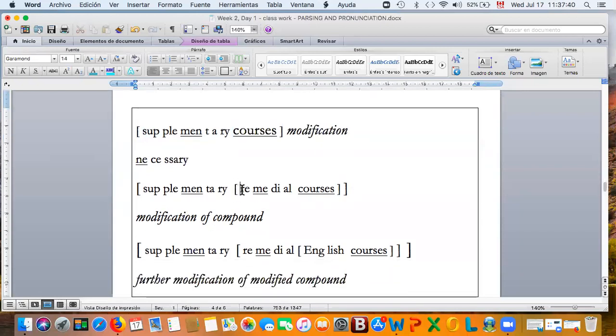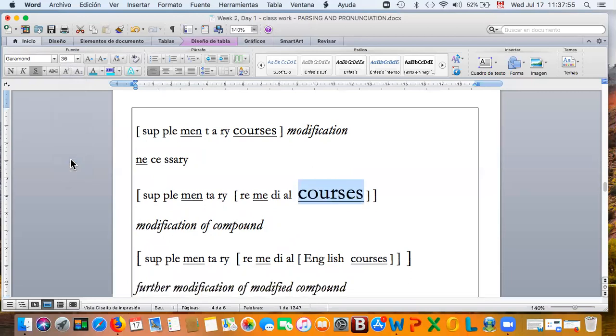Well, suppose we have another kind of course, remedial courses. Remedial courses. Well, that's a modification structure. Let's make sure that that's clear. Well, what kind of remedial courses? These are not just remedial courses. These are the supplementary ones. So you would have supplementary, remedial, and courses, where supplementary modifies all of this. Now, this is already a modified structure.